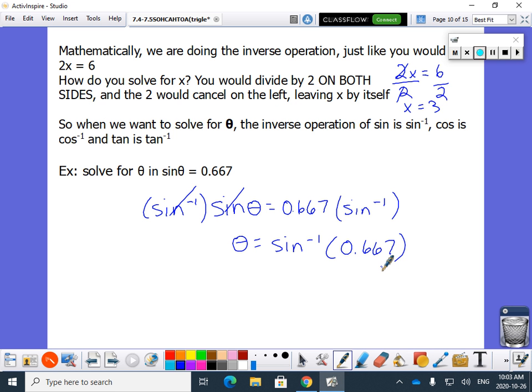So, you guys do that for me. What's the inverse sine of 0.667? You're going to do your shift sine, which will give you your sine negative 1 on your screen, and you're going to multiply that by 0.667. What do we get? 41.8. Are we good? Okay, and again, if you're getting error, put it in brackets. If you're not getting error, then your calculator probably doesn't care about brackets. Every brand is slightly different.